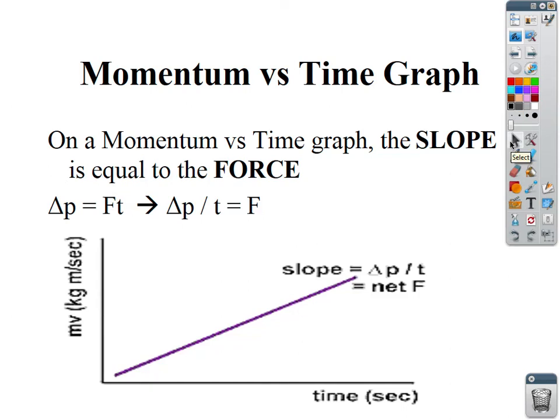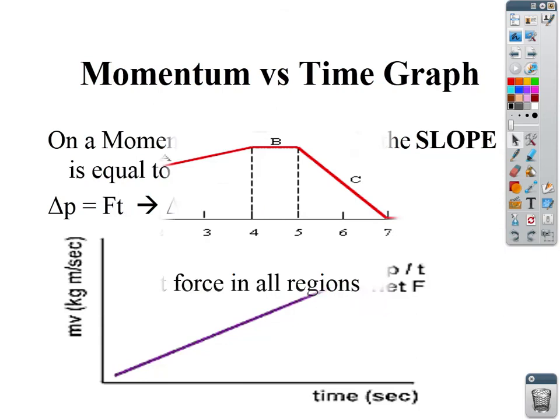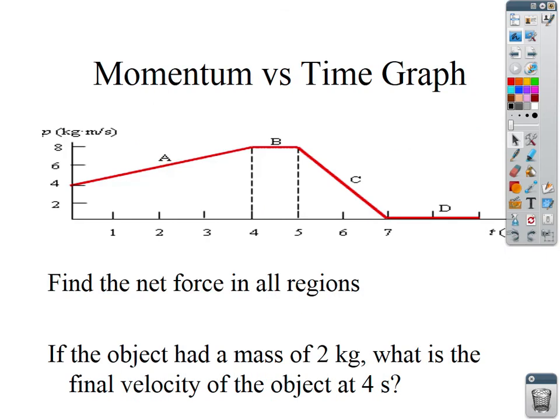So that's it. Graphs are always, we're hoping, easy questions because it's the same thing we're going to be looking at every single time: slope, area, just figuring out what quantity it equals. All right, so find the net force in all the regions here. Right here, we are going up 4 in 4 seconds, so the net force here is 1 Newton, or the average force is 1 Newton.